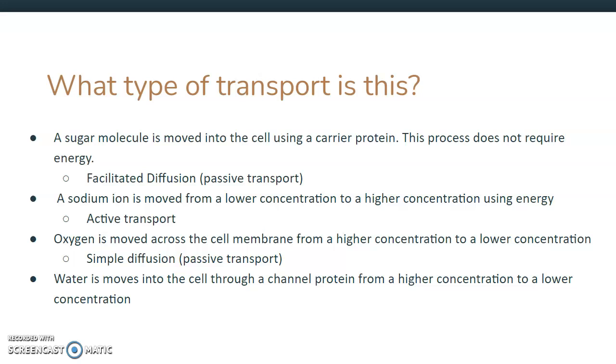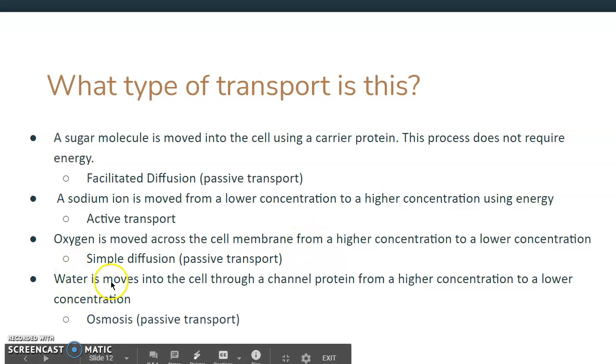Our last one is water is moved into the cell through a channel protein from higher concentration to a lower concentration. So I would say this is osmosis. Sorry about that, I was yawning. So whenever we see water moving, we're talking about osmosis, which is a passive type of transport.